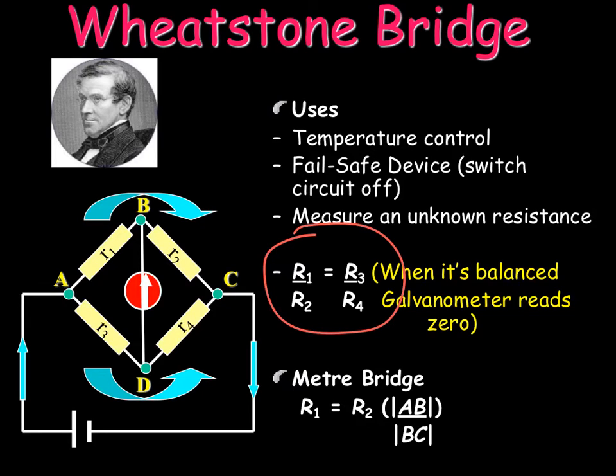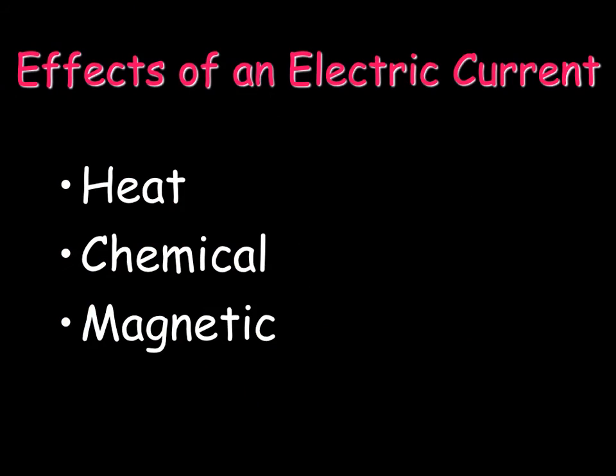The thing to remember is that there has to be a connection across there. And the galvanometer must show 0. That's called the null point. When the galvanometer shows 0 and there is no current flowing between B and D, then it's considered balanced.